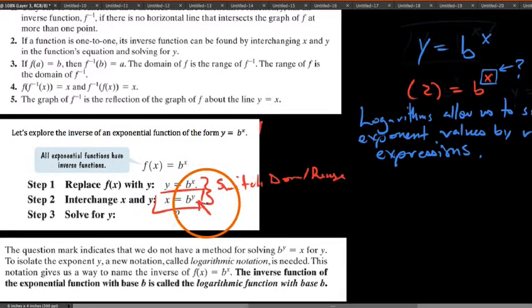Currently, we don't have a way to solve for this y until we talk about what we call logarithmic notation. This question mark here indicates that we don't have a method for solving for this y right now, kind of like what I mentioned up here. To isolate the exponent y, we need a new notation, just a new way of writing things. We call this logarithmic notation. We need to learn this way of writing things. This notation gives us a way to name the inverse of y equals b to the x. The inverse function of the exponential function with the base of b is what we call the logarithmic function with the base of b.